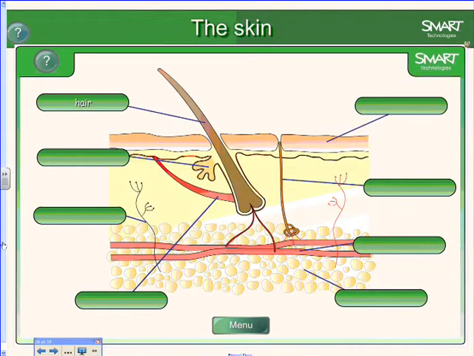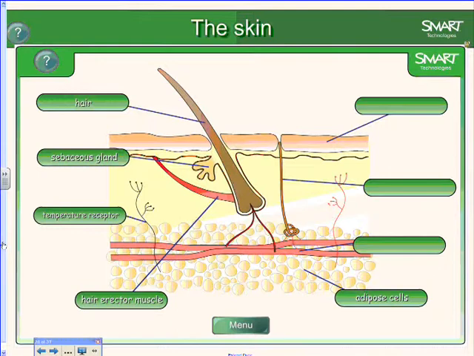So let's take a look at some parts of the skin. Here we have the hair shaft right there, follicle down here. Here we have the associated oil or sebaceous gland. Here we have some temperature receptors, the nerve endings in that dermis layer. Down here we have the arrector pili muscle that can make our hair stand up on end.